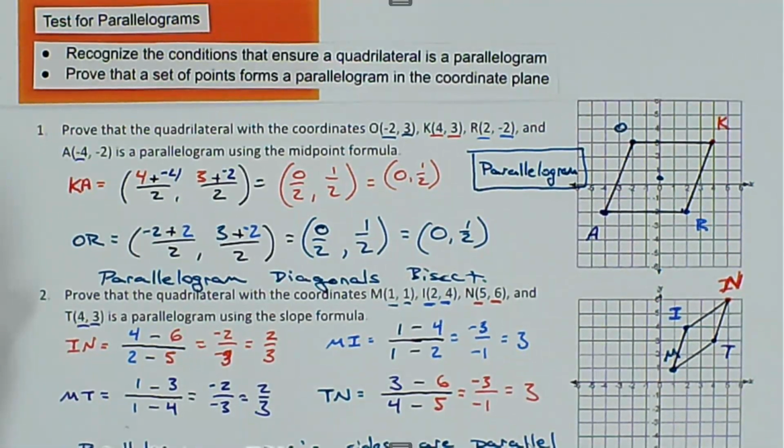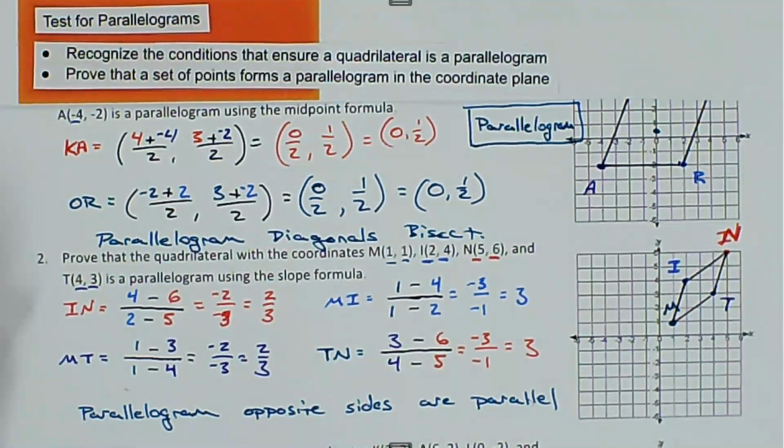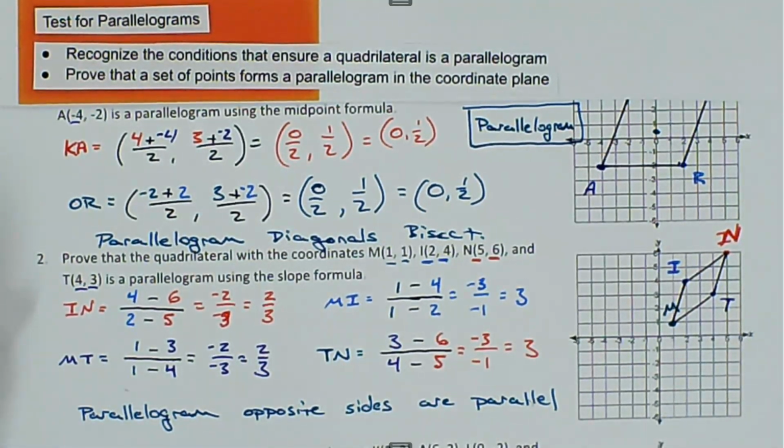Number 2. Prove that the quadrilateral with the coordinates of M is (1, 1), I is (2, 4), N is (5, 6), and T is (4, 3) is a parallelogram using the slope formula.